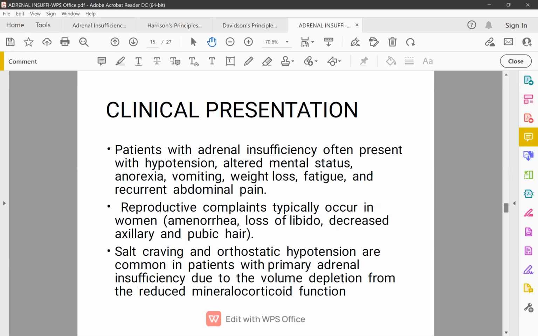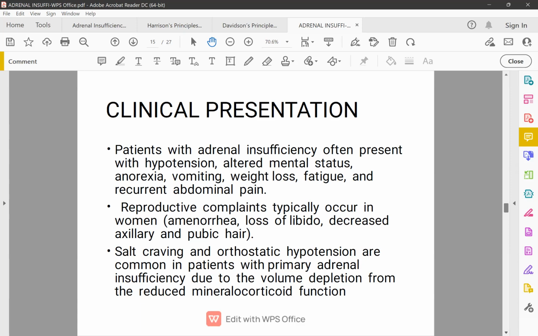Okay. And coming to clinical presentation, the patient may have features of glucocorticoid insufficiency, mineralocorticoid insufficiency and androgen insufficiency. Patients most often present with hypotension, altered mental status, anorexia, vomiting, weight loss, fatigue, and abdominal pain. Reproductive complaints are typically present in women, such as amenorrhea, loss of libido, and decreased axillary and pubic hair. And patients have decreased mineralocorticoid function, with features of salt craving and orthostatic hypotension.